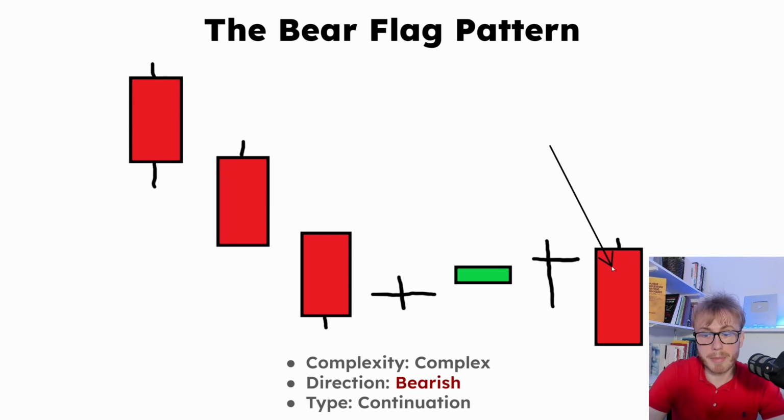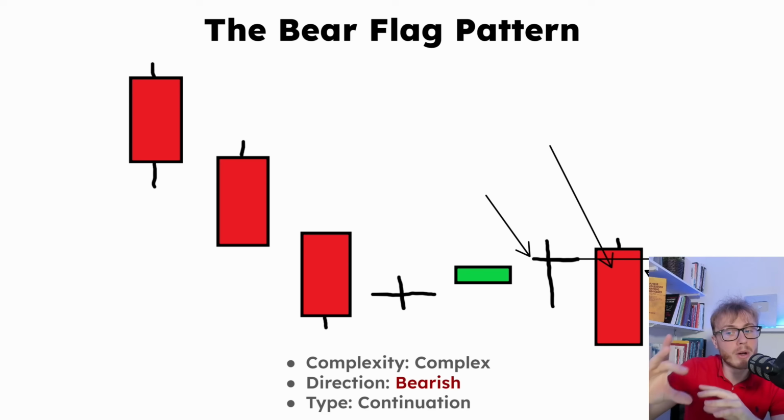The last candle of the pattern is a relatively strong red candle, and the general rule here is that we want the red candle to close below the opening of the last candle right here. But you can see that, and this is very important, in this particular case, if the red candle closes maybe around here, you can see that the real body of the red candle would be very small.